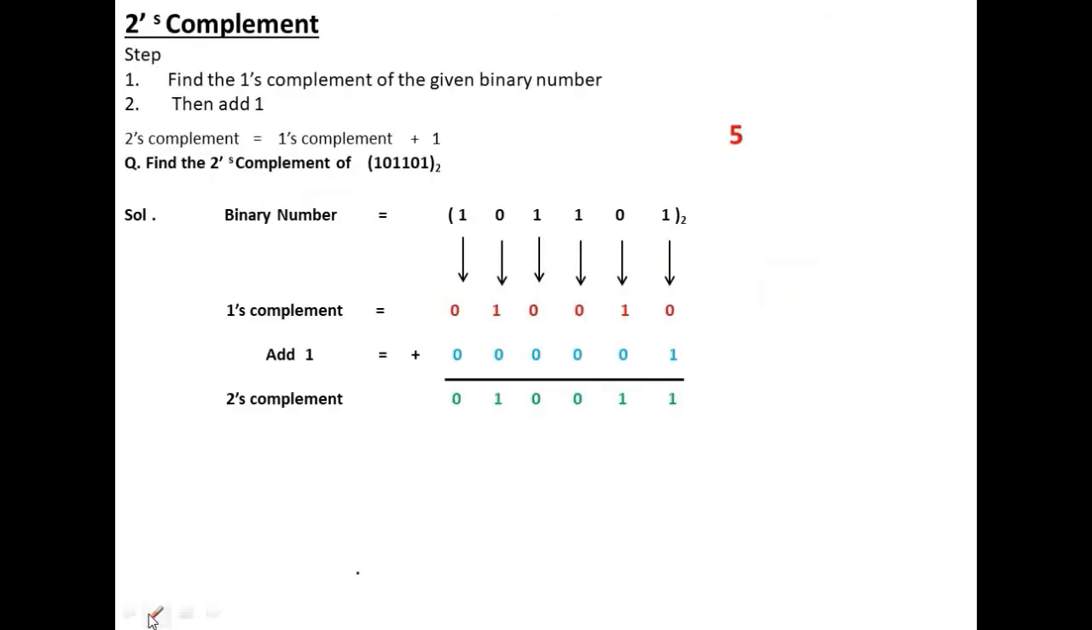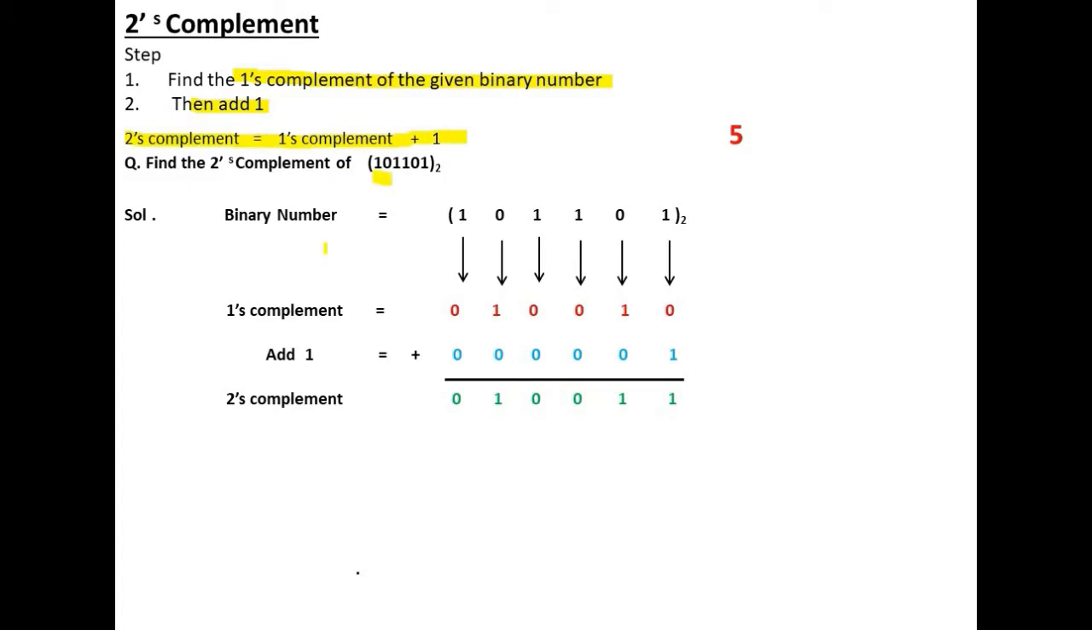Now let us understand the twos complement. How to find the twos complement of a binary number? There are some steps. The first step is to find the ones complement of the given binary number. Then add 1 to this ones complement of the given binary number. That is, we have a formula to find the twos complement of any binary number: twos complement is equal to ones complement plus 1.